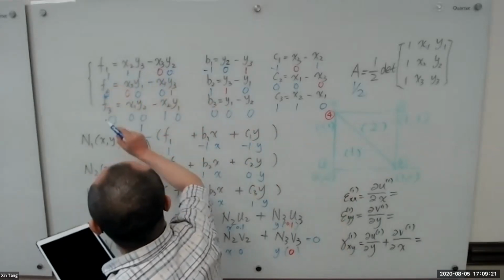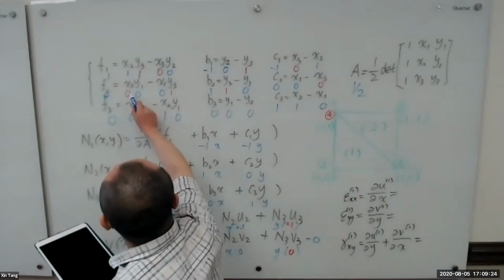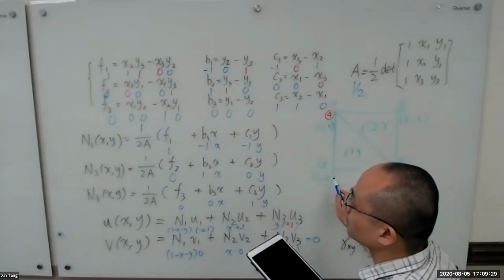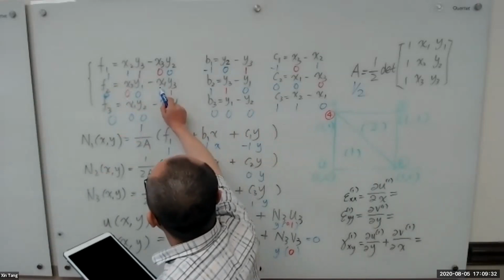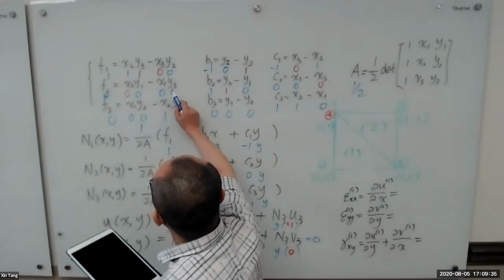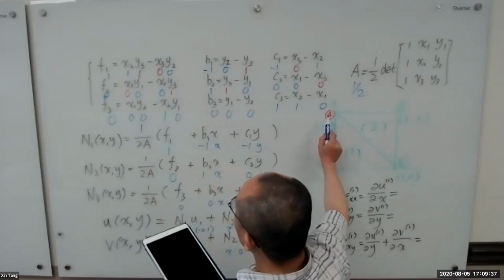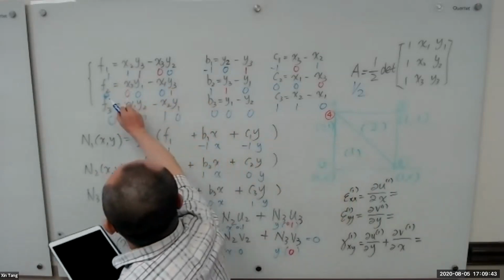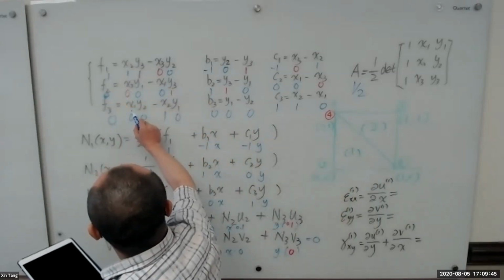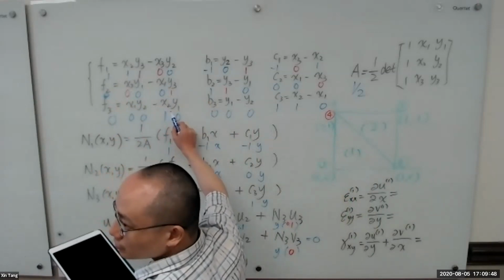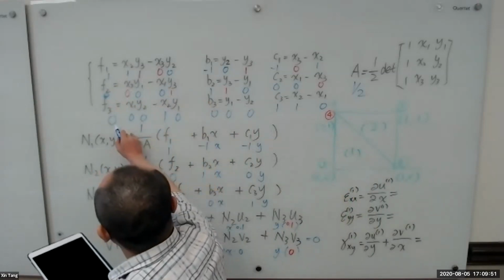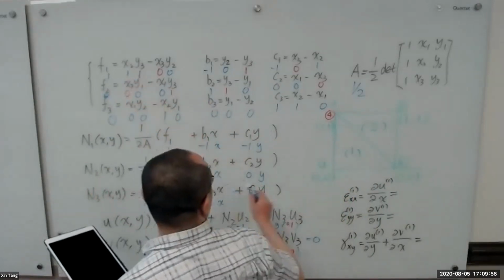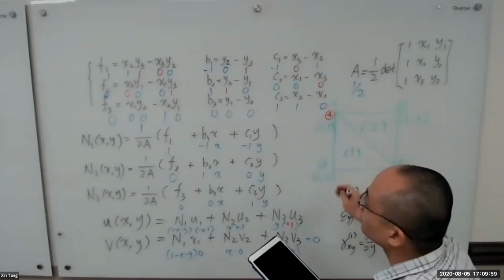So f1 equals 1. f2 is x3, the x coordinate of node 4, times y1, the y coordinate of node 1, so it's 0, minus x1 times y3, 0 times 1. So f2 equals 0. f3 equals x1 y2 minus x2 y1. You do the same thing and get 0. That's how you calculate the f vector. So you get the 3 values, particularly for this element 1.